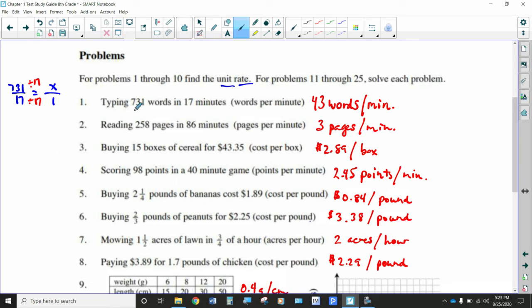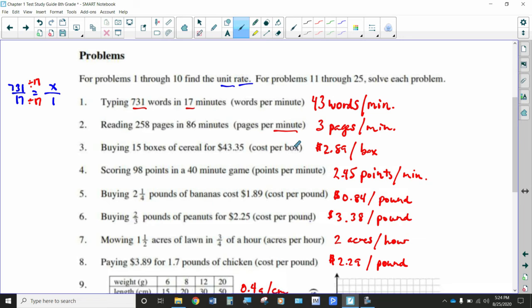Okay, so we're going to take this divided by that is 43 words per minute. Pages per minute. So this is the clue of what you're going to divide by. If it's per minute, then this is the number that goes on the bottom. So that's the order you would divide it. So 258 divided by 86 is 3. So that's 3 pages per minute.